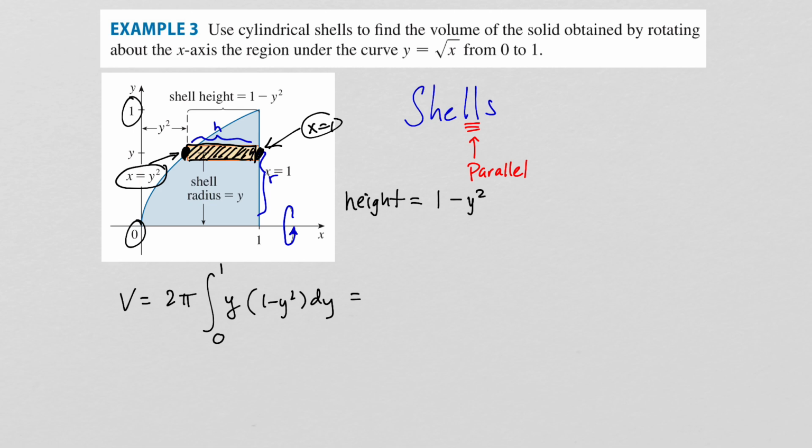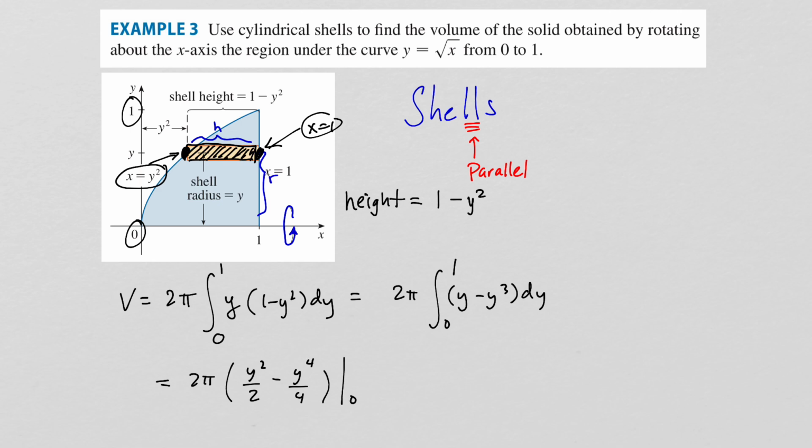Now, once you get this set up, it's very similar to all the other problems that we've done so far. So we're going to multiply out the y. Then we are going to take the antiderivative. And finally, we'll plug in 1. And when you plug in 0, you get 0. And this is going to be 2 pi times 1/4, which simplifies to pi over 2.